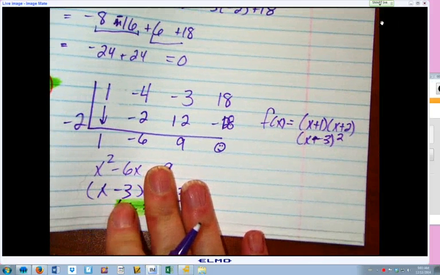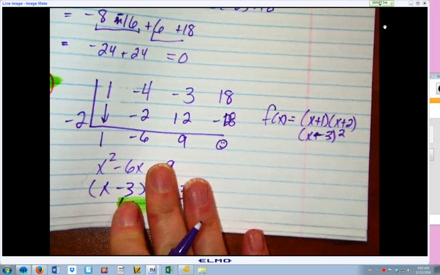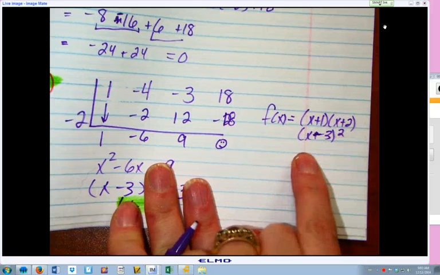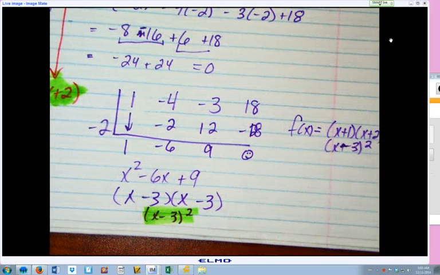And if it's a quartic, we probably should have 4 binomials, so it's a little check at the end. Do we have 4 binomials? I see 3. 1, 2, 3. But squared we know is the same. There's factoring higher order polynomials.